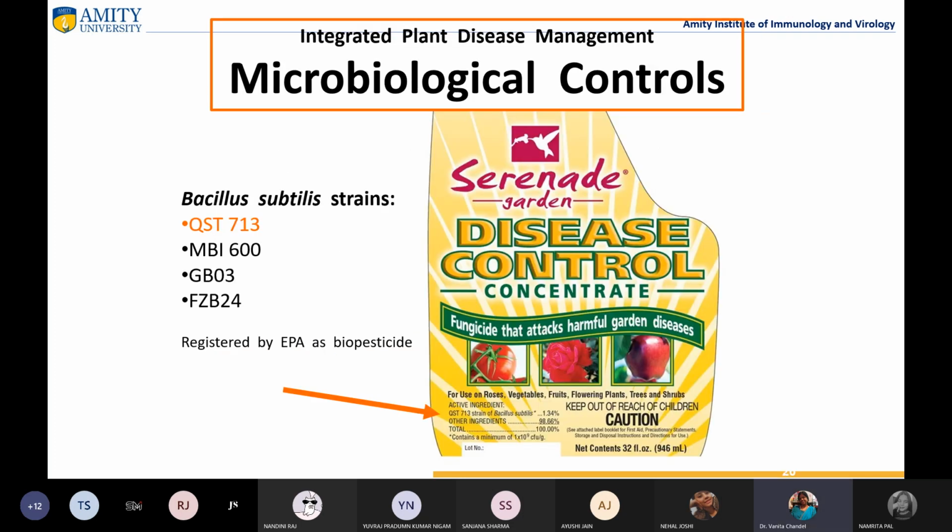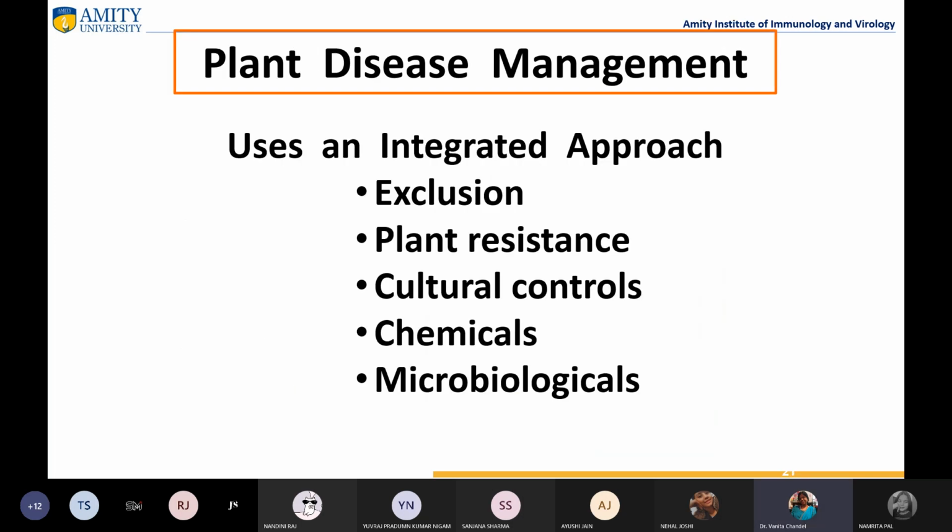This is just one example where different strains of Bacillus subtilis are used as a fungicide to control fungal pathogens. Then, as I told you, an integrated approach, which includes exclusion, resistance, cultural, chemical and microbiological methods, is preferred compared to a single management practice. We always emphasize following the combined approach so that the use of chemicals is kept to a minimum.